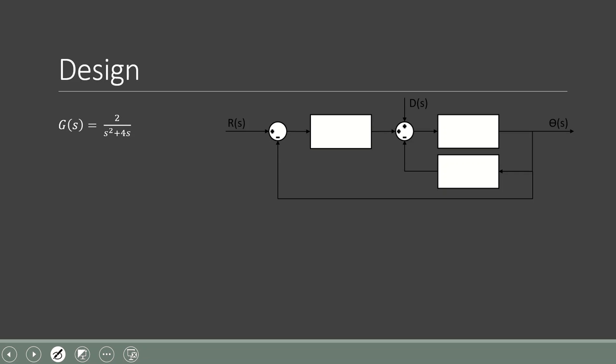Because we had a pole at s equals 0, our system is currently BIBO unstable, so we need some kind of controller in place. For this, we decided to do a proportional derivative controller, which gives us a Kp constant and a Kd constant. Our G(s) comes right over here.